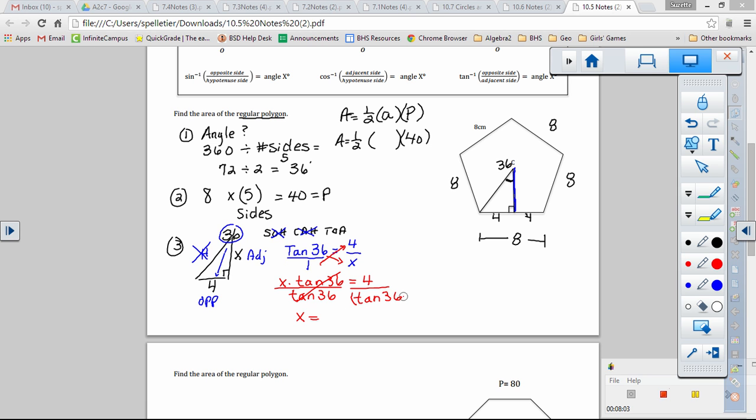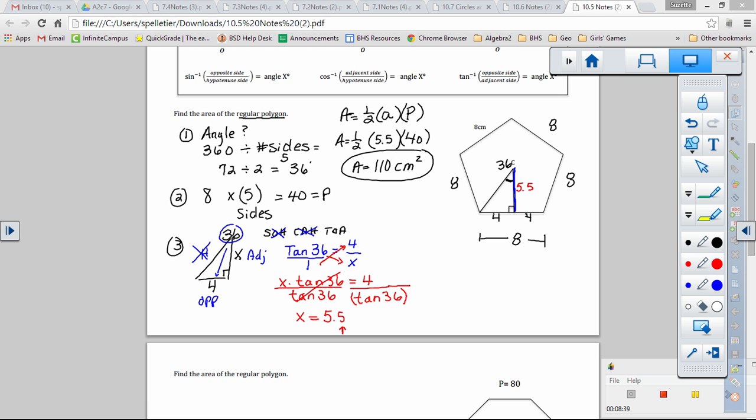Remember to use parentheses around this on your calculator, or else it'll mess up your answer. 4 divided by the tangent of 36 should be roughly 5.5, and I always want you to round those to the nearest 10th, so 1 place past the decimal. So there's the apothem, 5.5. Okay? So I'm going to go ahead and plug that into my equation. And now I can find the area. 1/2 the apothem times the perimeter. So area equals 110, and since it's centimeters, it's going to be centimeters squared because area is always squared. Okay? So that's one example.